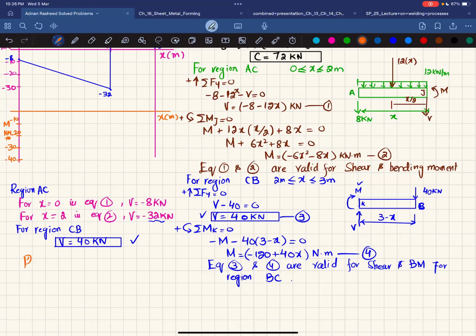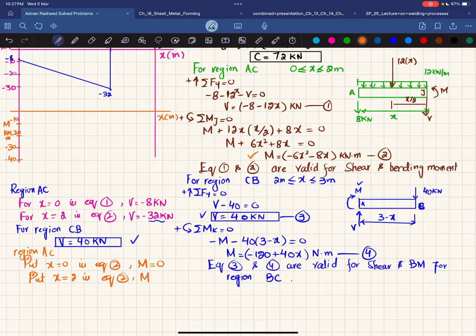Now we will use equation 2. So for region AC, put X is equal to 0 in equation number 2. This is your equation number 2. So you can see both are functions of X. If you put X is equal to 0, moment will be equal to 0. Now put X is equal to 2 in equation number 2. You can also put different values of X such as 0.5, 1 and so on. But for the direct method, or to reduce time, we will put some values.